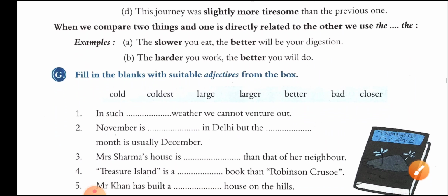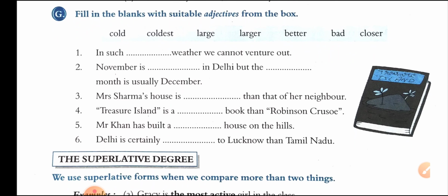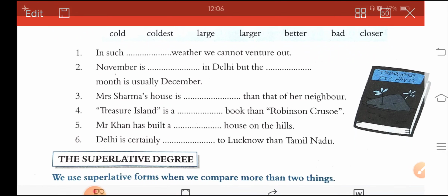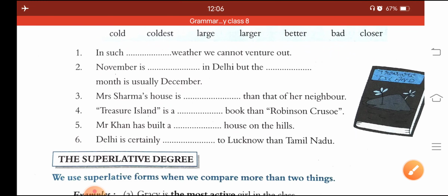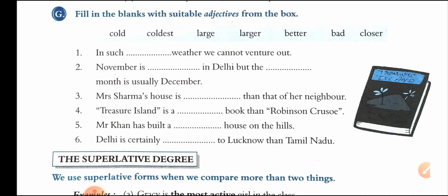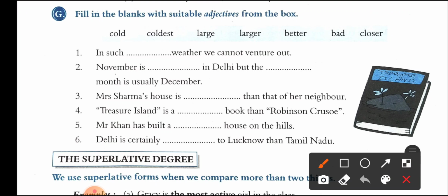Next we have to do exercise number G. Fill in the blanks with suitable adjectives from the boxes. In such weather, we cannot venture out. And the help box is also given to you in this blue box. So please take the help from there. The words given are cold, colder, large, larger, better, bad, and closer. So in such bad weather, this is answer number 1. In such bad weather, we cannot venture out, because we are talking about only one thing. We are not comparing anything, so we are describing here. So we have to do positive degree, right?